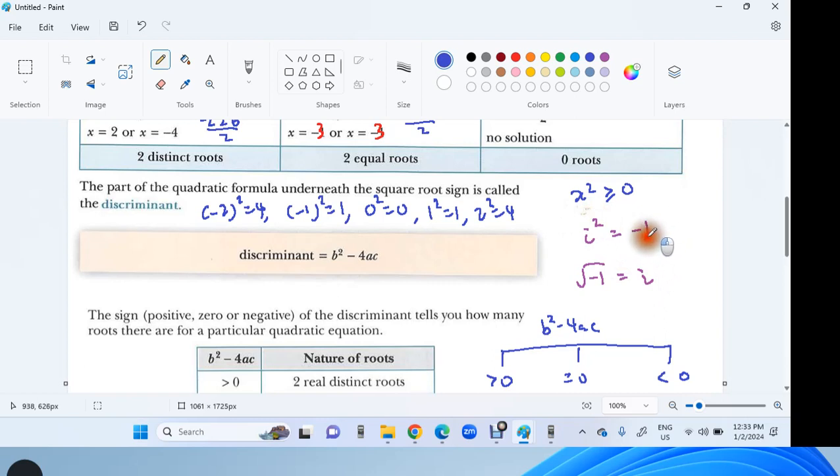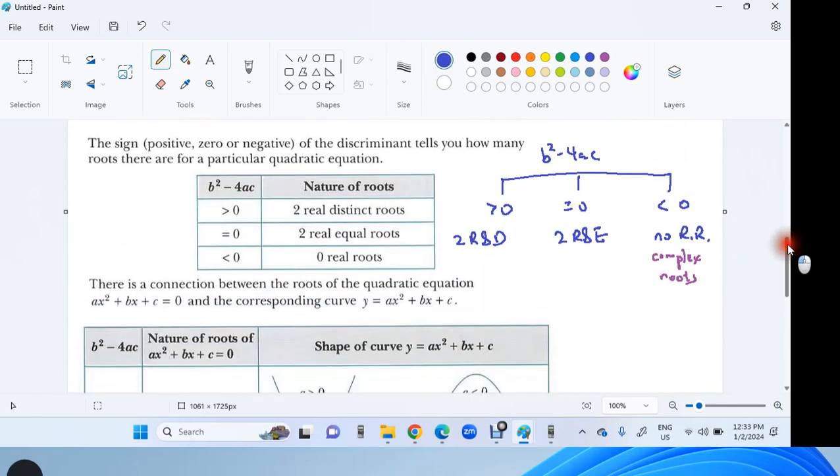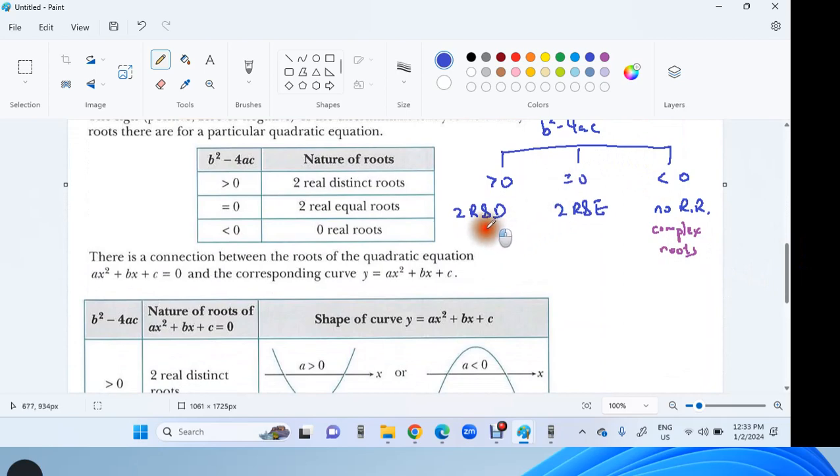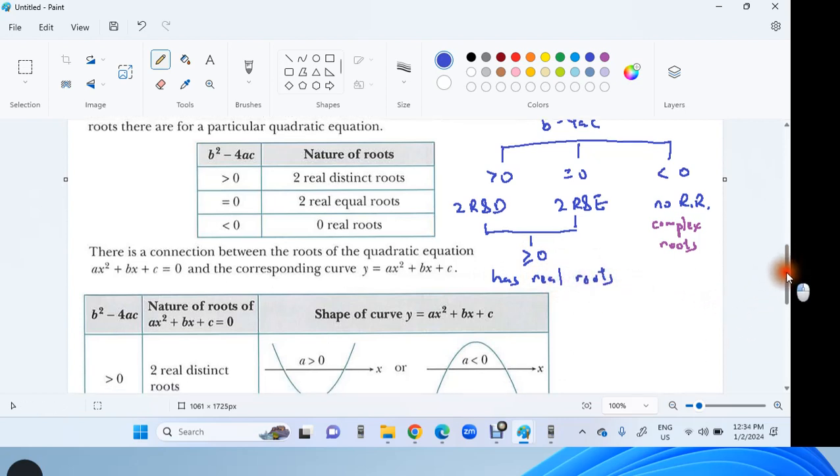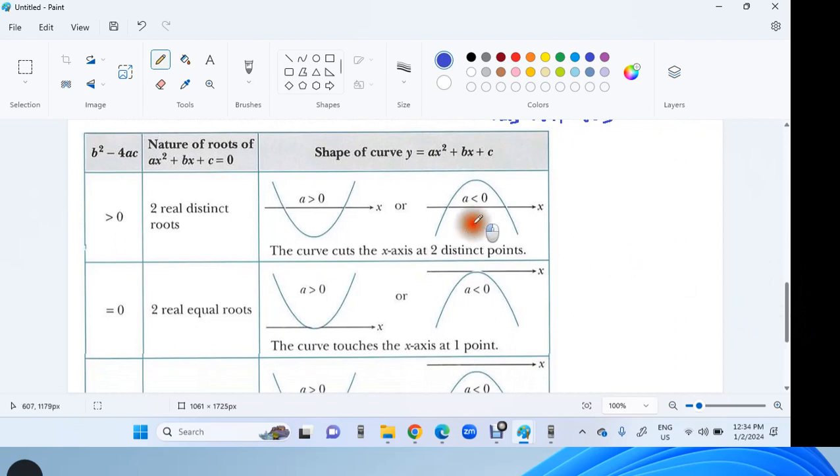So a mathematician said, yes, there is a value whose square is negative 1. That is an imaginary number. It's something imaginary. In my imagination, i squared is negative 1. So i is the square root of negative 1. Okay. So this one is complex root. So these two, we combine, we can say it has real roots, greater than or equal to 0. We call it real roots. Okay. So we have b squared minus 4ac greater than 0.